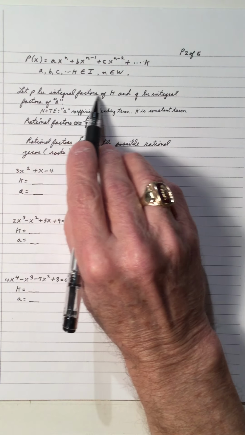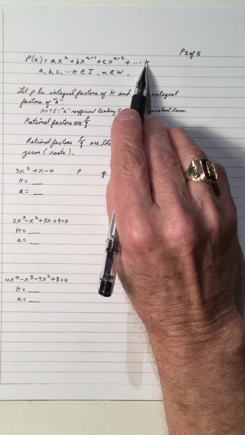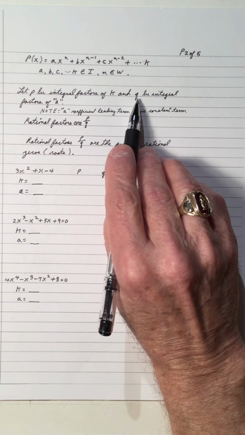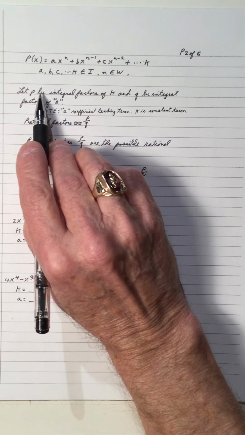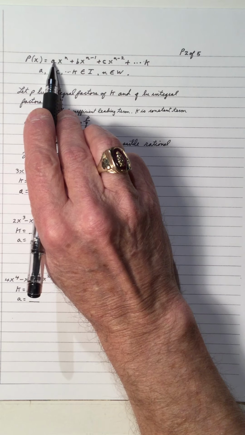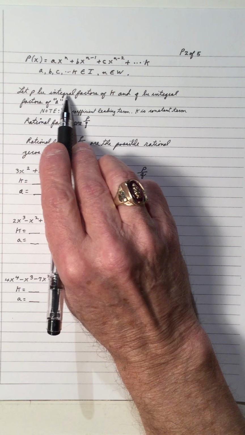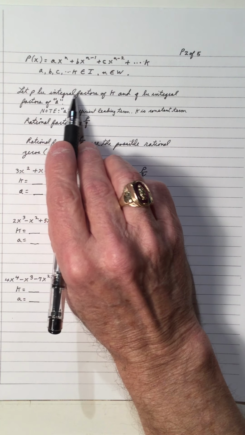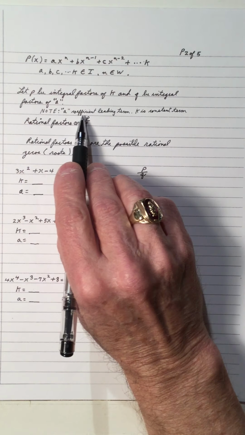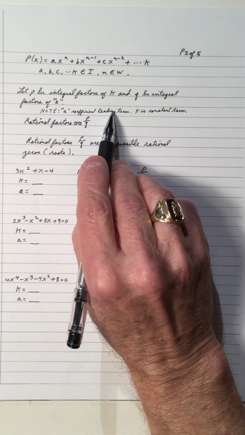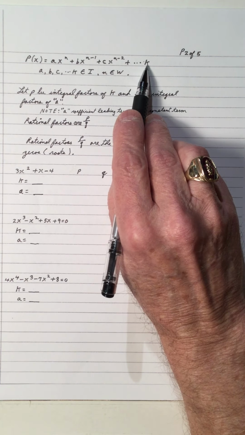Let p be the integral factors of k, the constant term on the end, and q be the integral factors of a, the leading coefficient. Notice the integral factors are the integer factors. Integral factors are integers. Note a is the coefficient of the leading term, and k is the constant term on the end.